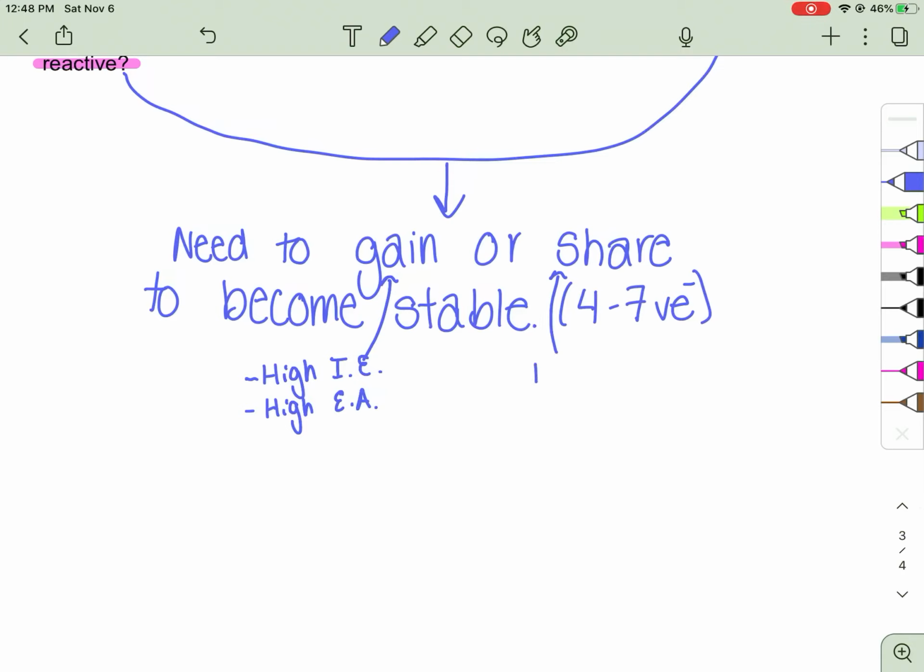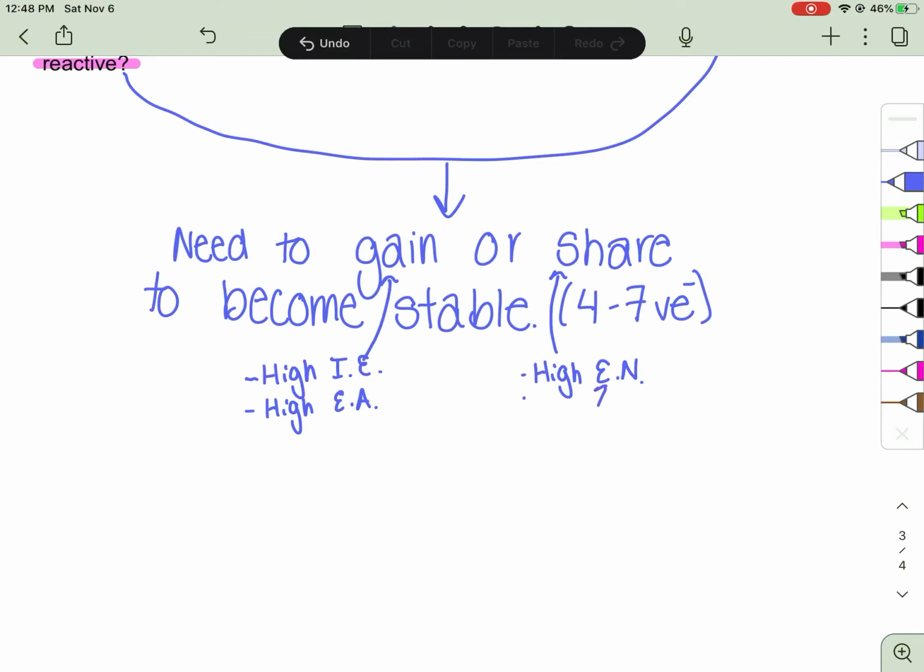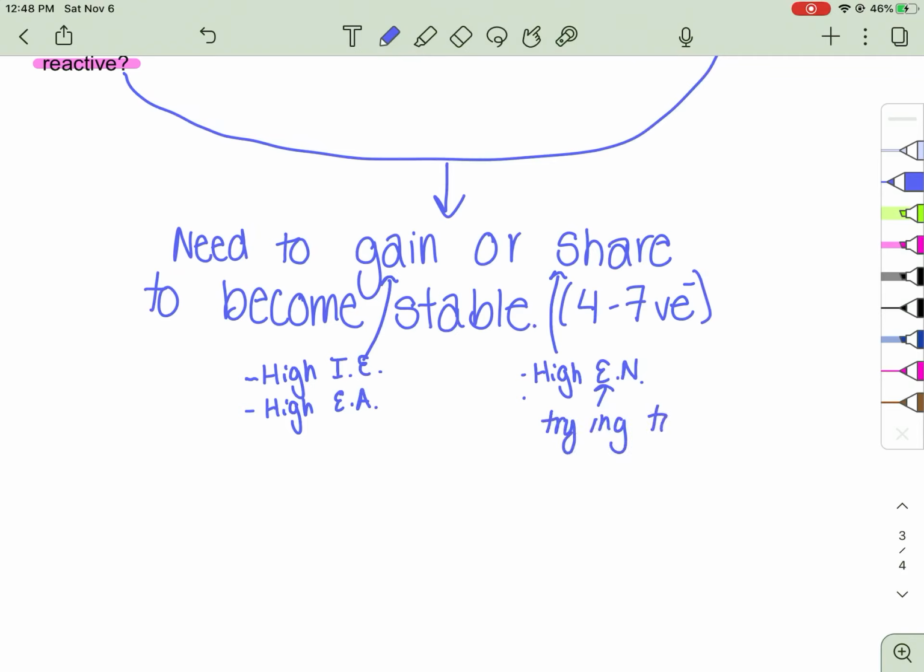What that means is they will also have high electronegativities because they're trying to pull electrons, either single electrons to completely gain it, or those shared electrons.